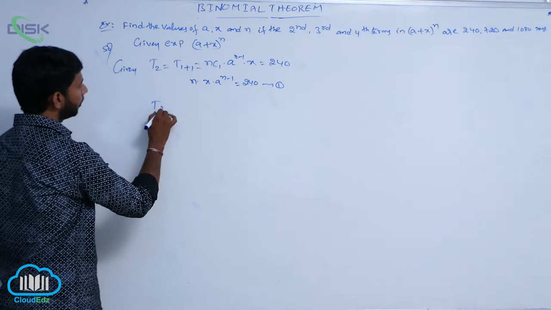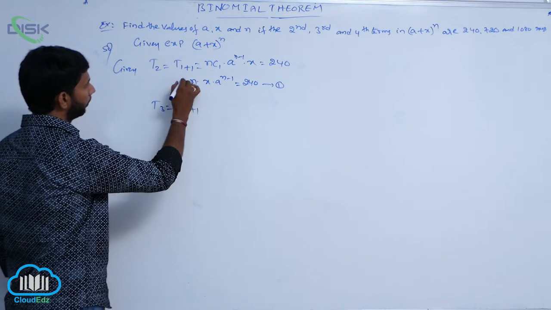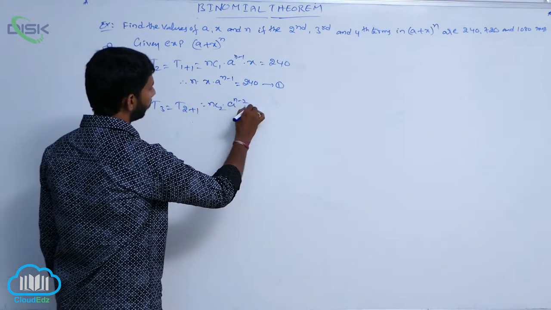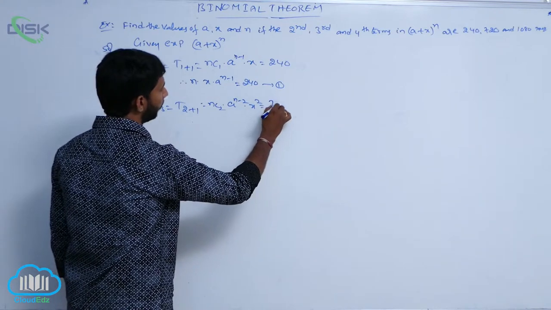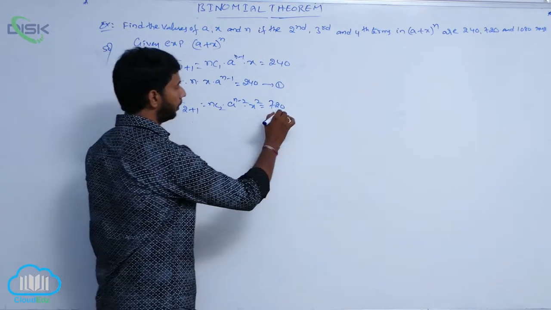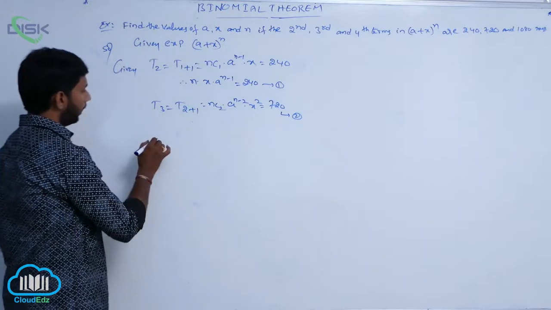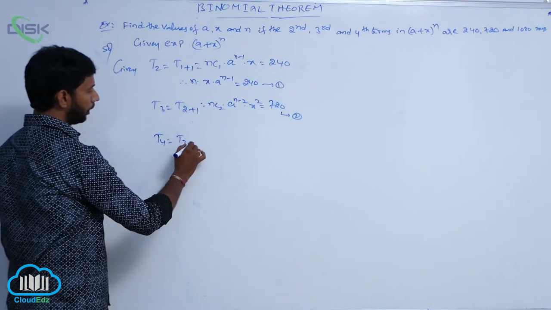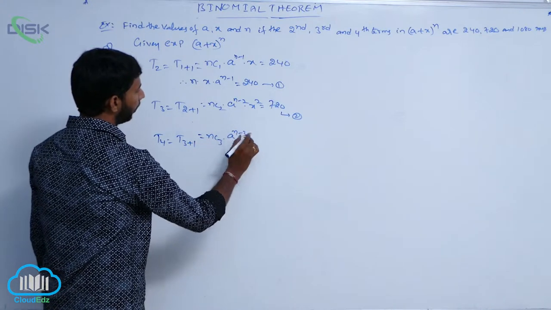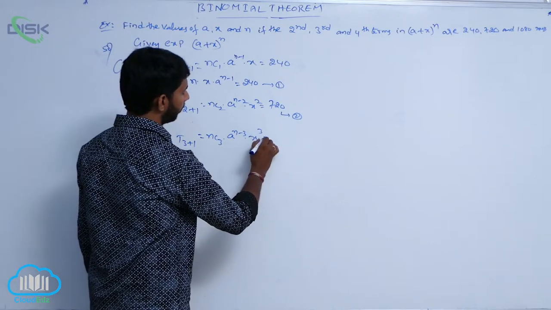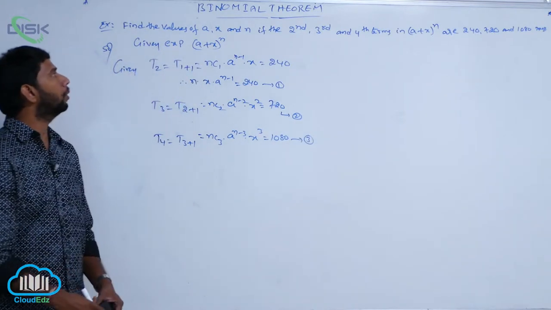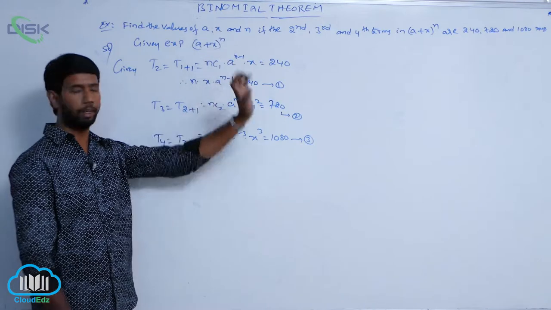And next, the third term T3 can be written as T(2+1), which is equal to nC2 into a^(n-2) into x^2, equal to 720. This is the second condition. And the fourth term T4 is T(3+1), equal to nC3 into a^(n-3) into x^3, equal to 1080. This is condition number 3. From these three equations, now you find the values of a, x and n.